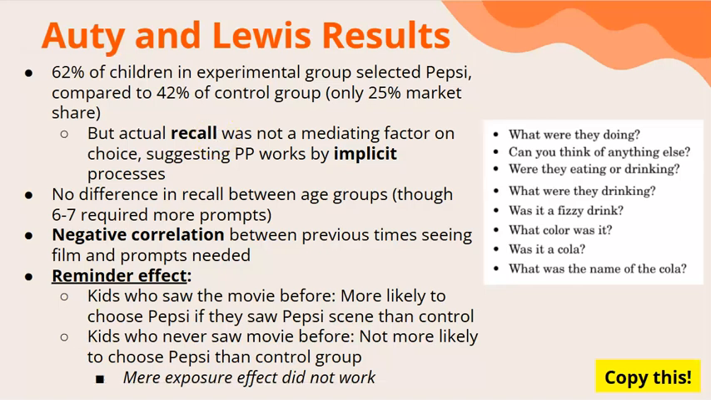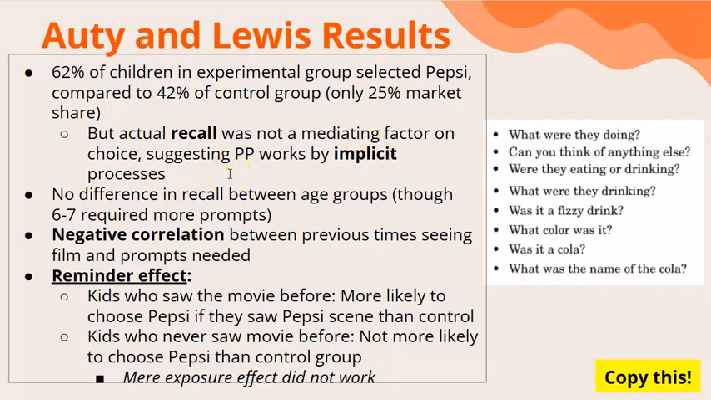You would expect the people who mentioned seeing Pepsi, or mentioned seeing Pepsi with fewer prompts, to be more likely to pick Pepsi, but that wasn't the case, which shows us that product placement really does sometimes work by implicit processes. We're not even aware. We don't actually remember Pepsi very easily. We're not aware, but we still chose Pepsi.